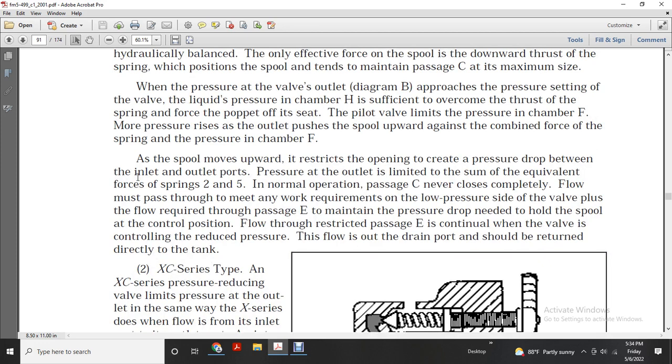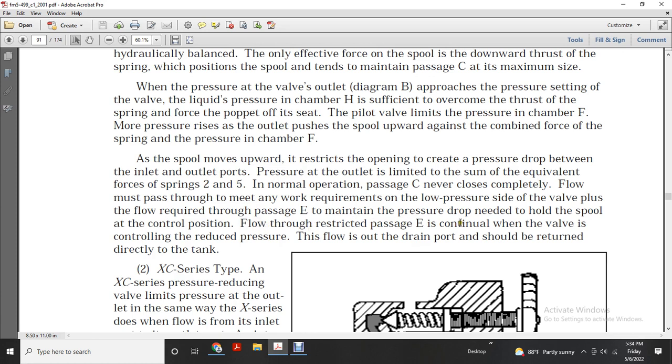At the spool, the upward restriction opening creates the pressure drop between the inlet and outlet port. The outlet pressure is limited by the sum of the equivalent forces of springs 2 and 5. In normal operation, the flow must pass through passage C to meet any work requirements of the low pressure side of the valve, plus the flow required through passage E, to maintain the pressure drop needed to hold the spool in the flow control position.